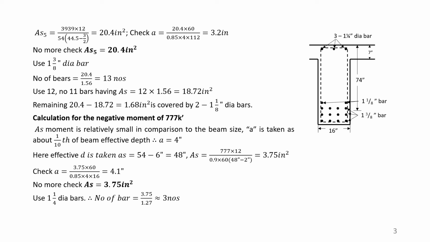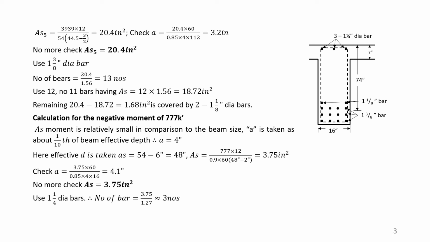The effective depth will be much less; it is taken as 54 minus approximately 6 inches, because there will be 2 inch clear cover, half inch dia stirrup, and 1 diameter of the bar, etc. We have taken a bigger figure to be on the safe side, and that's why this effective depth we will be taking as 48 inch.